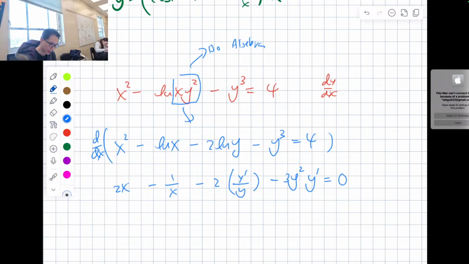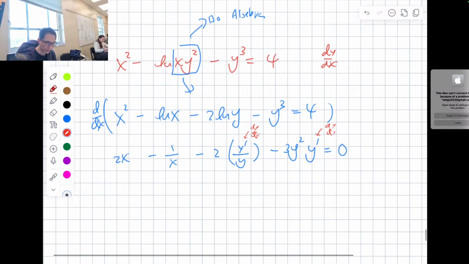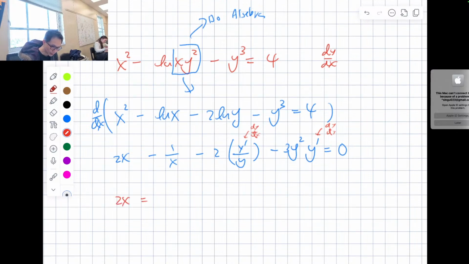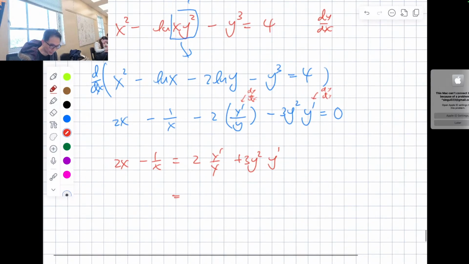Now, some people ask, can I replace that with dy dx? Yeah, I can replace it with dy dx if you want to, but I don't have to. So I'm moving every y prime term to the right side. So it'll be 2x minus 1 over x equal to 2y prime over y plus 3y squared y prime. Is this okay? I'll factor out a y prime, and that's going to be 2 over y plus 3y squared.